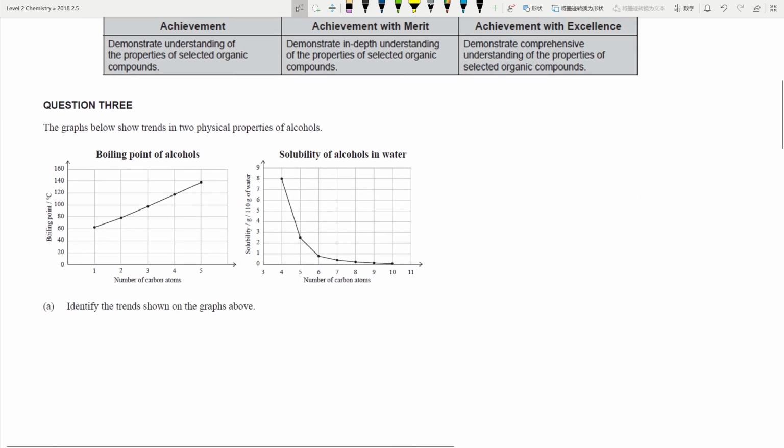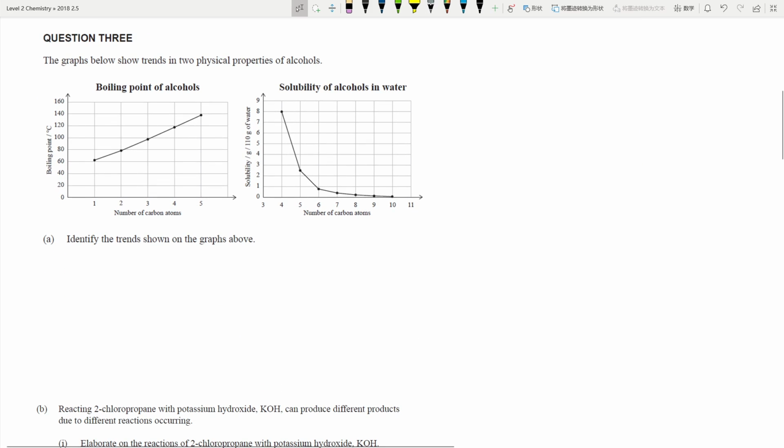All right, first question. The graph shows the trend in two physical properties of alcohol. I need to identify the trends shown on the graphs above. I'm just going to say it verbally: as the number of carbon atoms increases, the boiling point increases and the solubility decreases. There's no explanation required. The boiling point explanation is more of a level 3 thing, that's intermolecular forces.